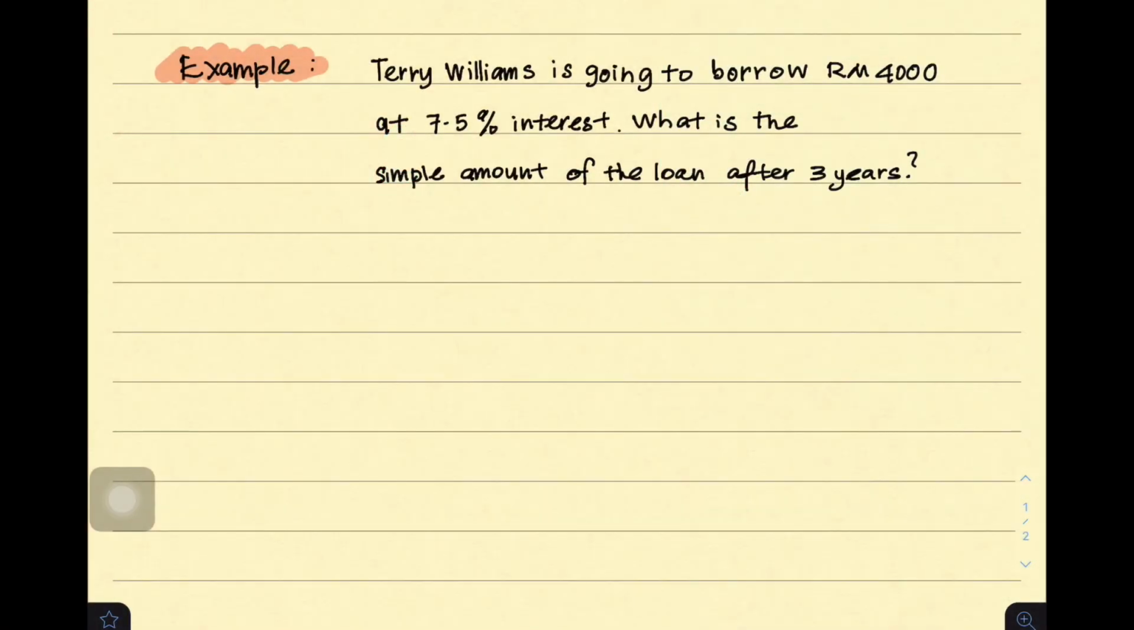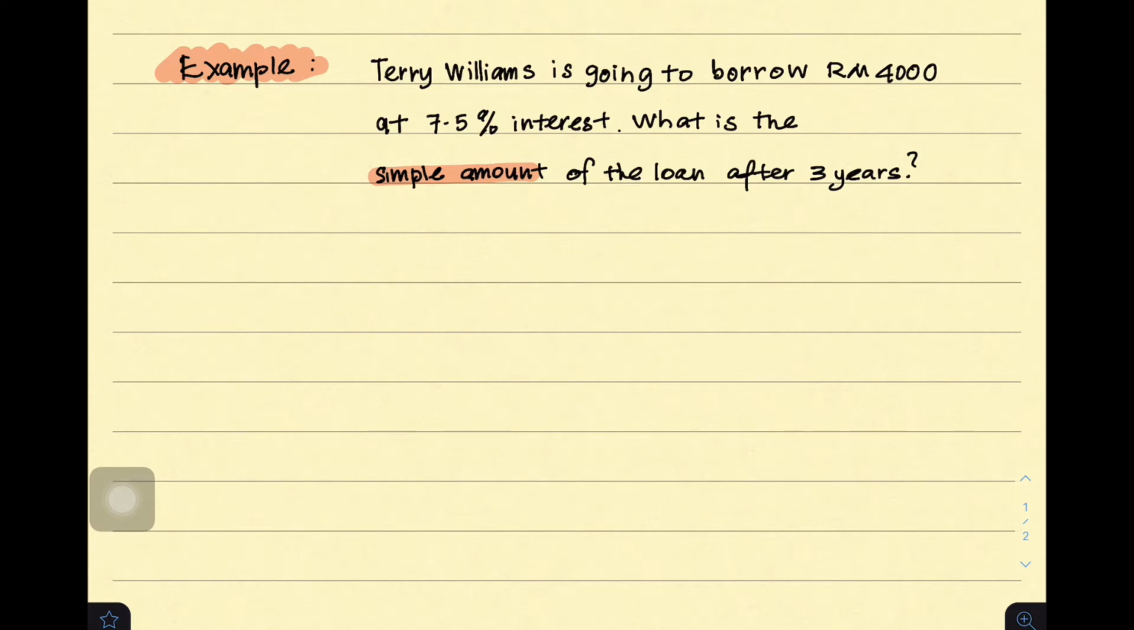For example, Terry Williams is going to borrow 4,000 ringgit Malaysia at 7.5% interest. What is the simple amount of the loan after 3 years? So now, the question asks you to find the simple amount. Okay, so Terry William meminjam ataupun bercadang untuk meminjam RM4,000 pada kadar interest 7.5%. So soalan tanya, berapakah jumlah simple amount selepas 3 tahun?